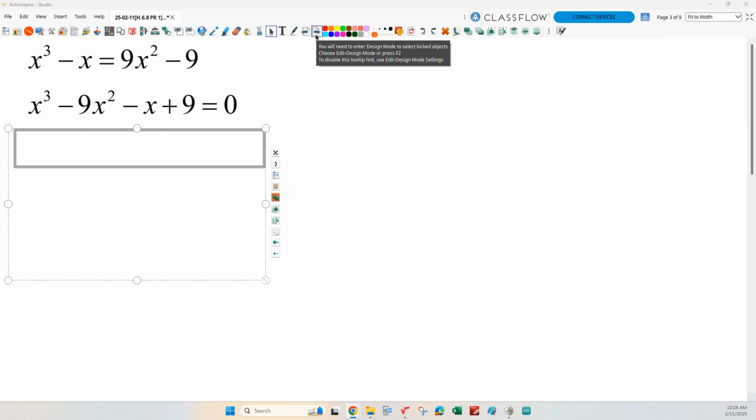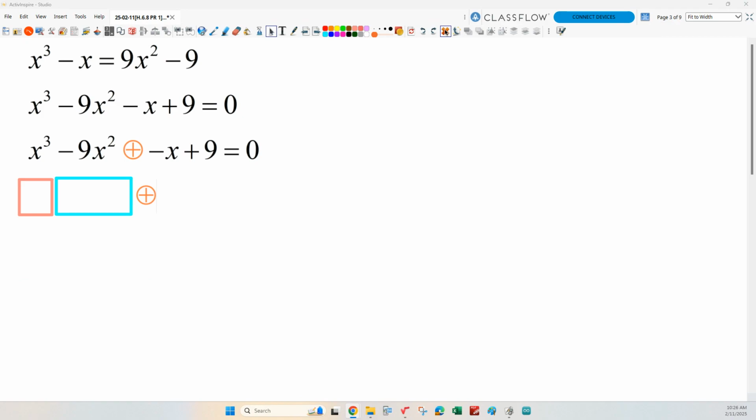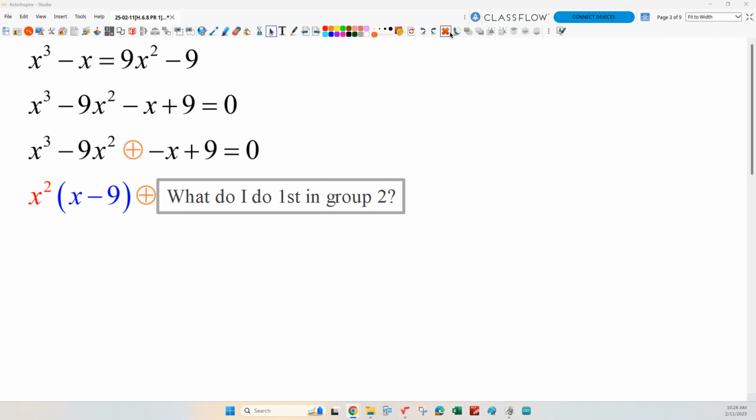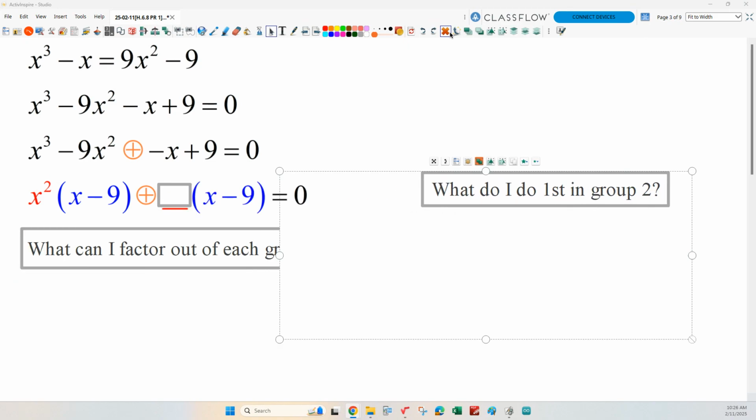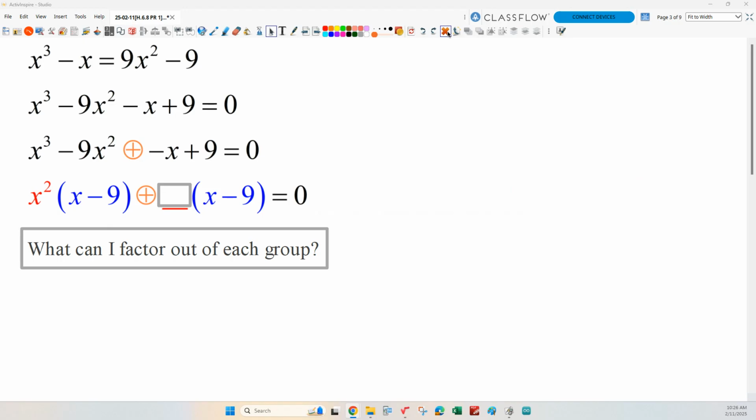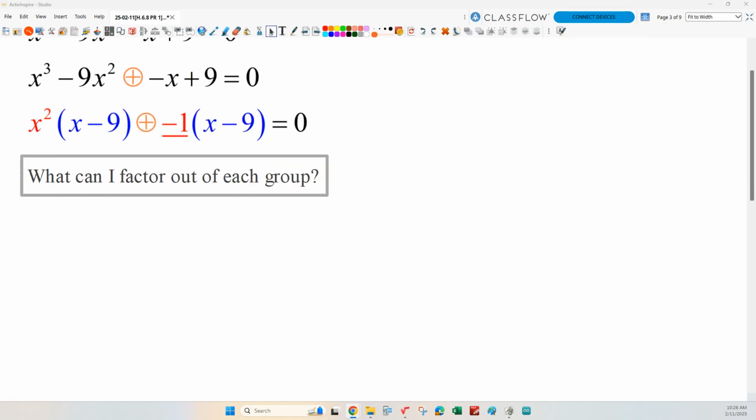Okay, good. First step, we're going to separate the groups. Then we factor out a GCF from group 1, which is x squared, good. And then what's left behind? x minus 9, good. And so what do we do in group 2 then immediately? Good, we're going to carry that x minus 9 to the other side. And so what do we have to factor out to make that happen? There you go, -1, good. And so we got this thing down to here.